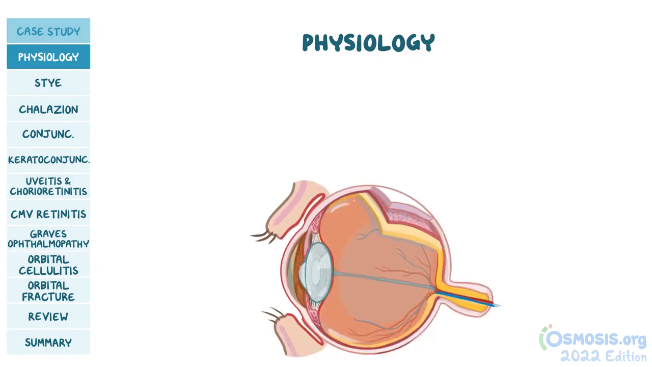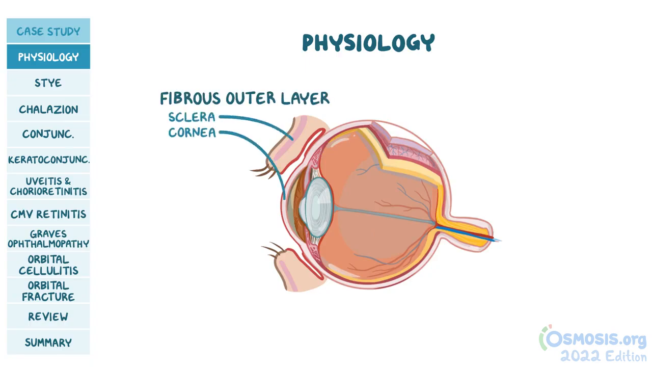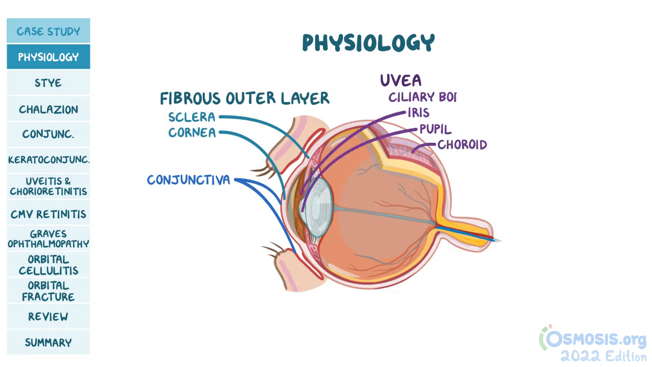If we zoom into the wall of the eye, it is made up of three major layers. There's a fibrous outer layer that contains the cornea and sclera. The outer surface of the sclera is covered by a mucous membrane called conjunctiva, which also lines the inside of the eyelids. The middle vascular layer is called uvea and consists of the iris, pupil, choroid, and ciliary body. Finally, the neural layer consists of the retina, which helps convert light into neural signals that travel via the optic nerve to the brain for visual processing.